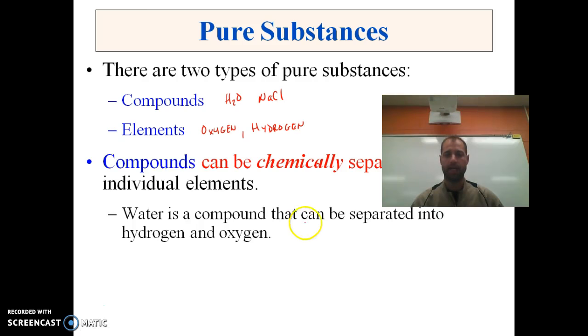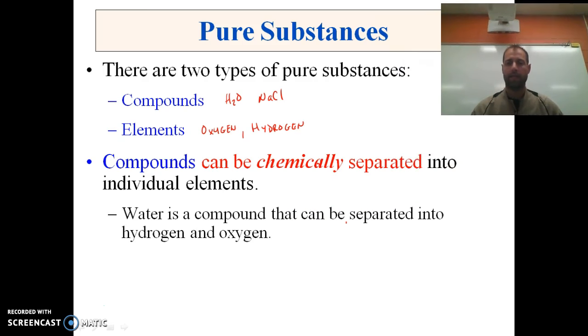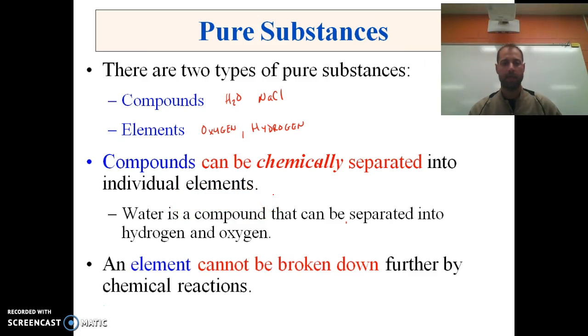All right, so again, compounds can be chemically separated into individual elements. So water is a compound that can be separated into hydrogen and oxygen. Elements cannot be broken down further by chemical reactions. Basically, elements are the smallest full unit of chemical compounds.